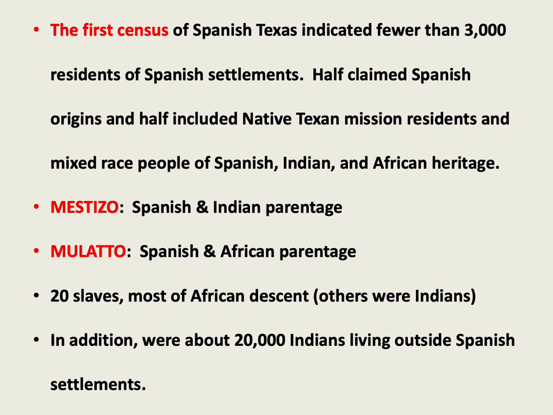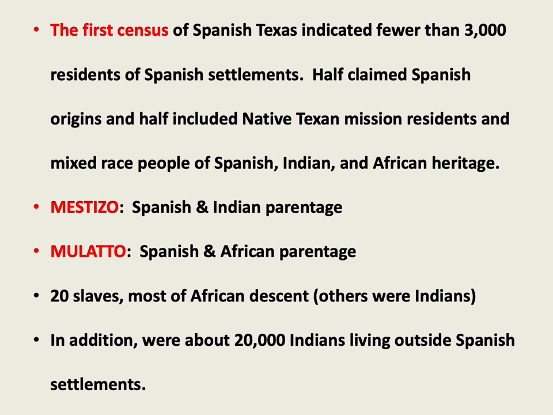Now, at this time, there was the first real census of Spanish Texas, and it showed there were fewer than 3,000 residents in the settlements set up by Spain. These were the small towns or missions. About half of these 3,000 claimed that they were of Spanish origin, and roughly another half were Native American or Indian residents of the missions. And also, there were mixed race people who had a combination of Spanish, Indian, and perhaps African heritage.